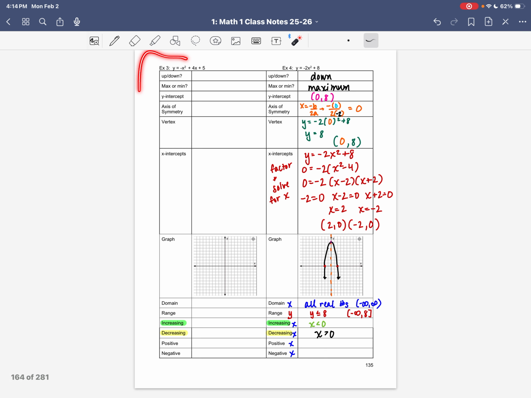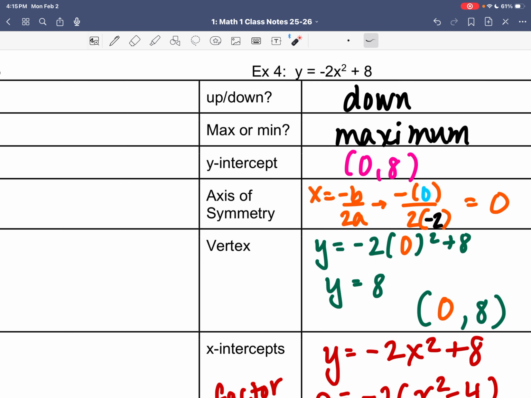All right, I also want you to do the same thing here. Again, you do not have to do that one, but you do need to do all the rest. All right, let's look at this one.